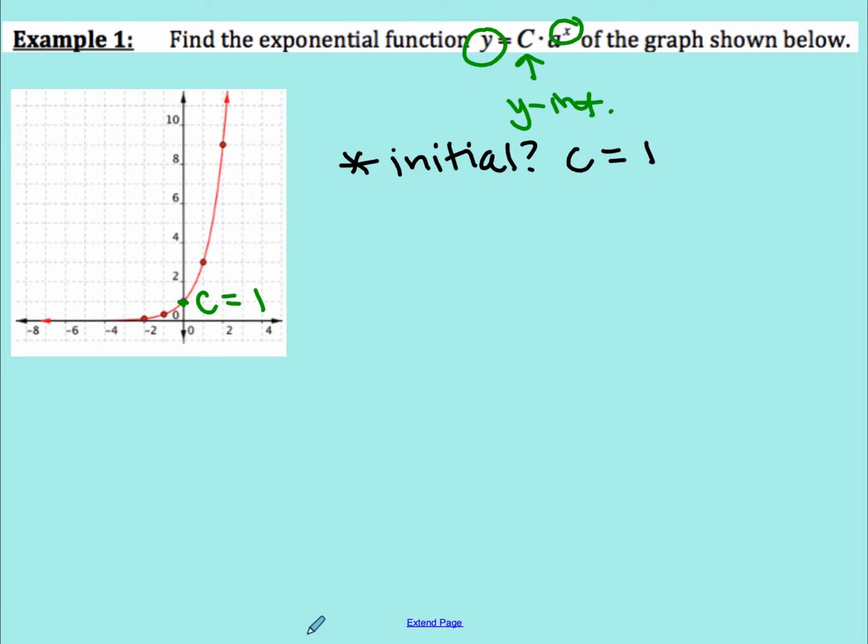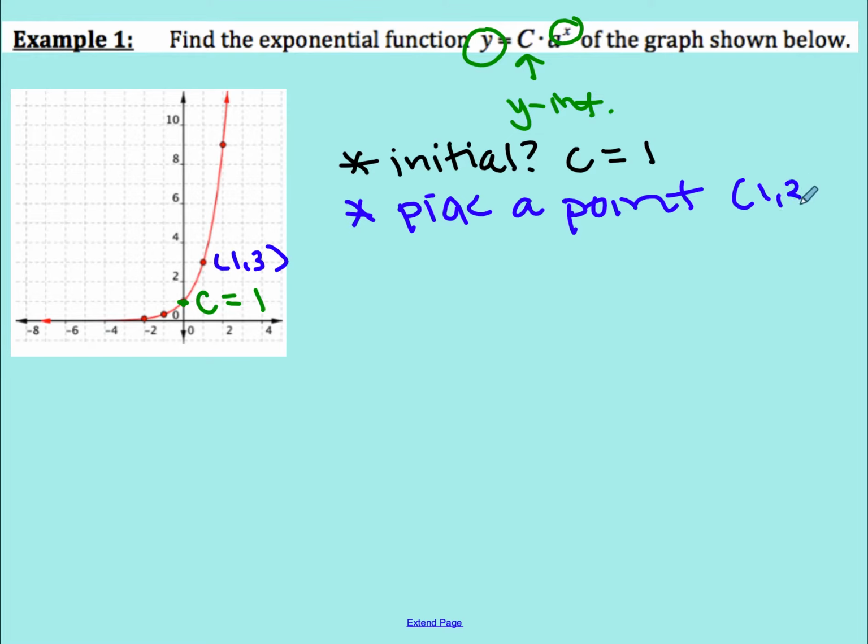Perfect. Then what we need to do is solve for a. So similar to our quadratics, in order to solve for a, I would pick another point and plug it into my equation and solve for a. So we're going to pick a point on the graph. Pick a point, any one, doesn't matter. I am going to go ahead and do 1, 3. So pick a point. I'm going to use 1, 3.